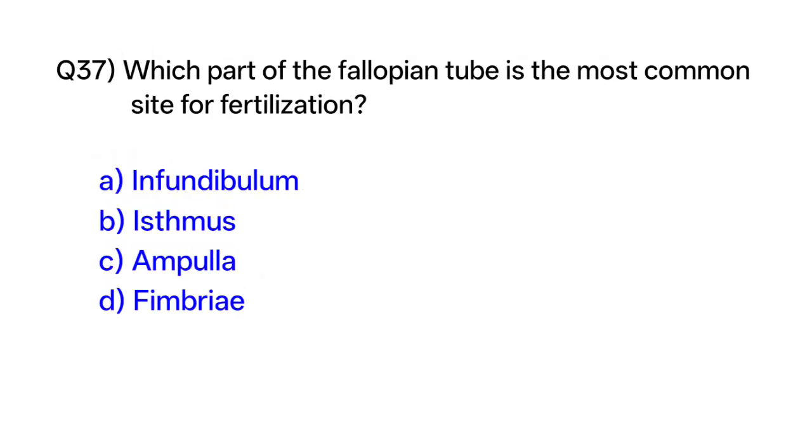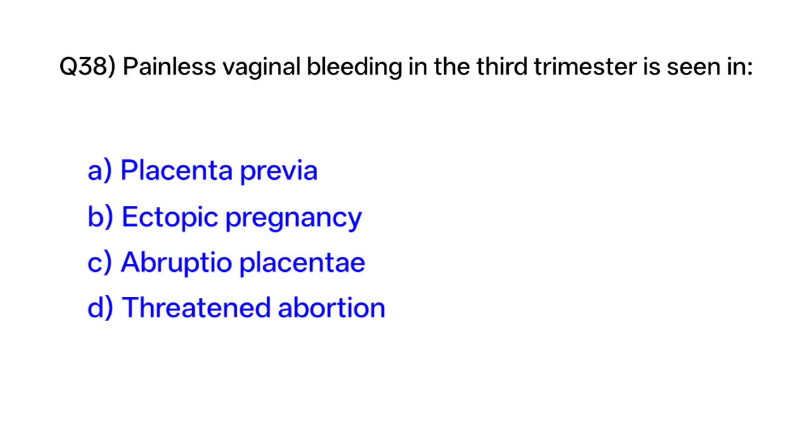Question number 37. Which part of the fallopian tube is the most common site of fertilization? The correct option is C. Ampulla. Question number 38. Painless vaginal bleeding in the third trimester is seen in? The correct option is A. Placenta previa.